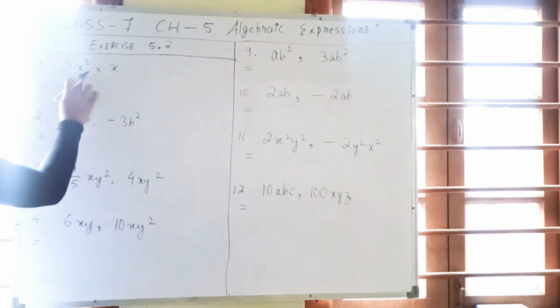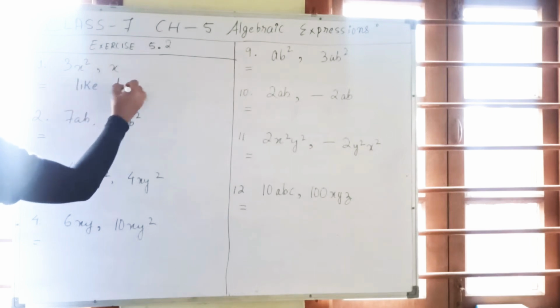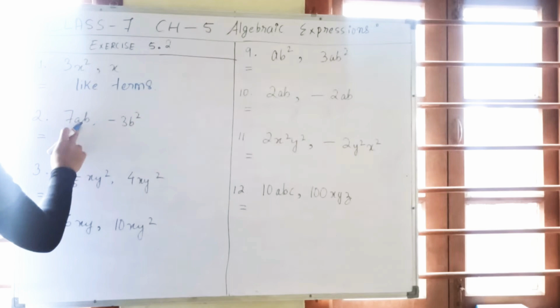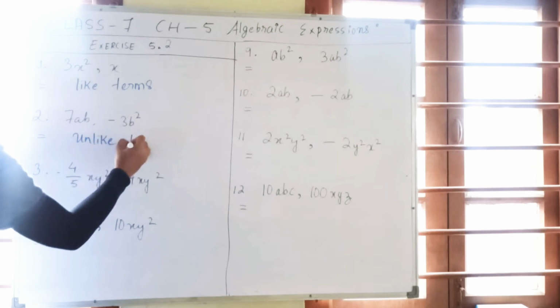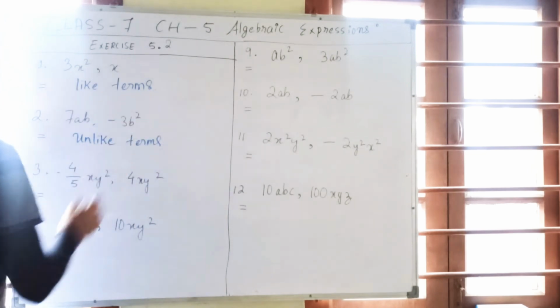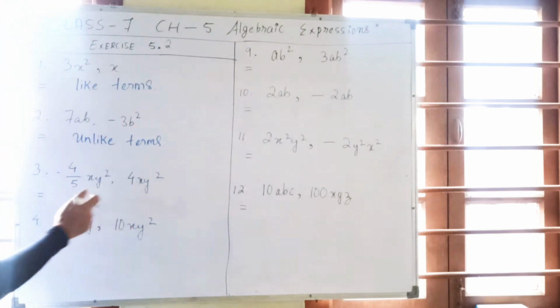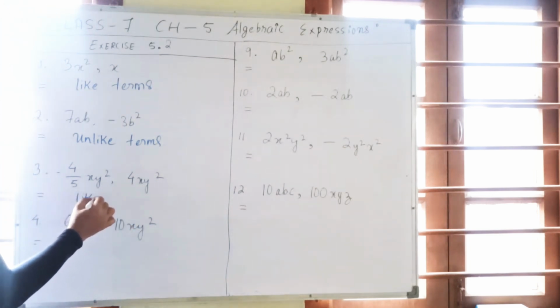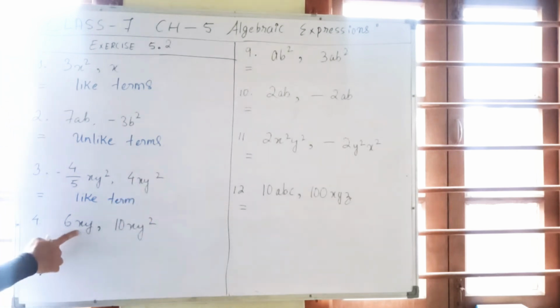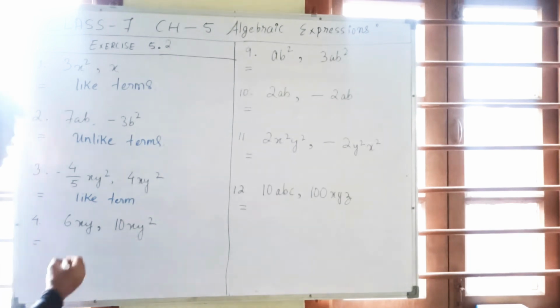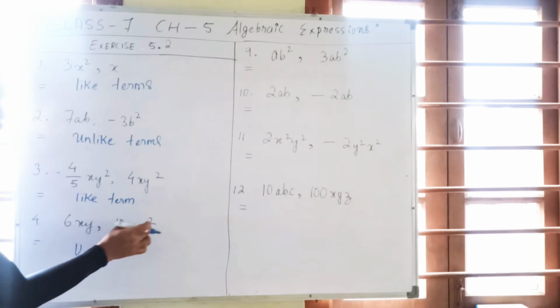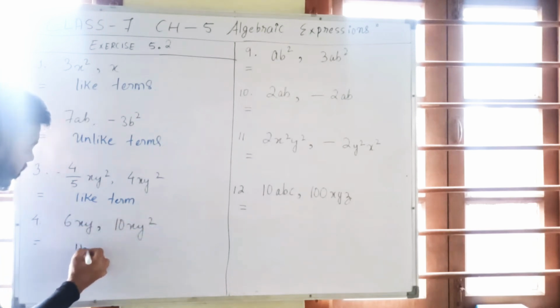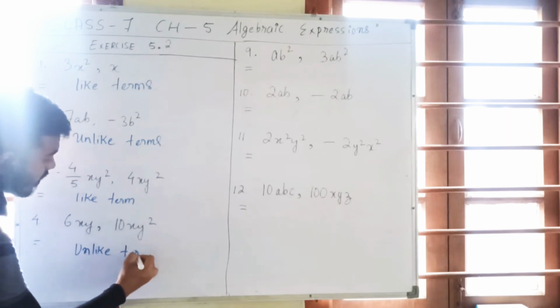So let me solve. Both of them have x and x, right? They are same. So we will write like terms. Here I have AB, here I have B. A is not here, right? So this is unlike terms. Now number 3, xy square, xy square. Same, right? So this is like term. Here xy, but here I have xy square, right? So this is also unlike term, because here we have y 2 times, but here we have y 1 time, so they are not same. So it is unlike term.